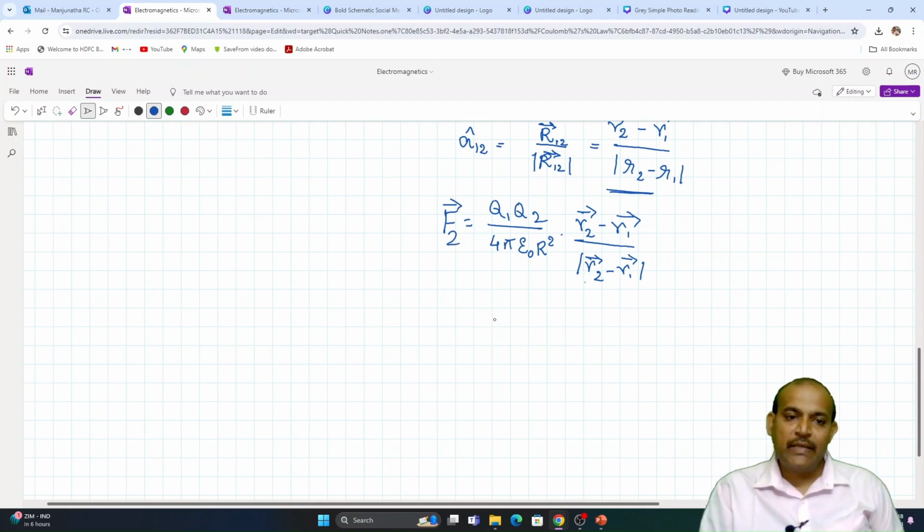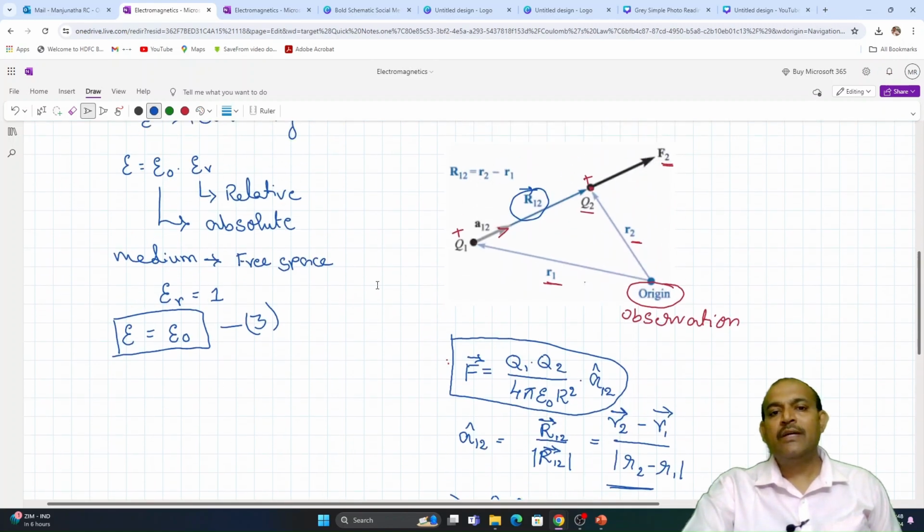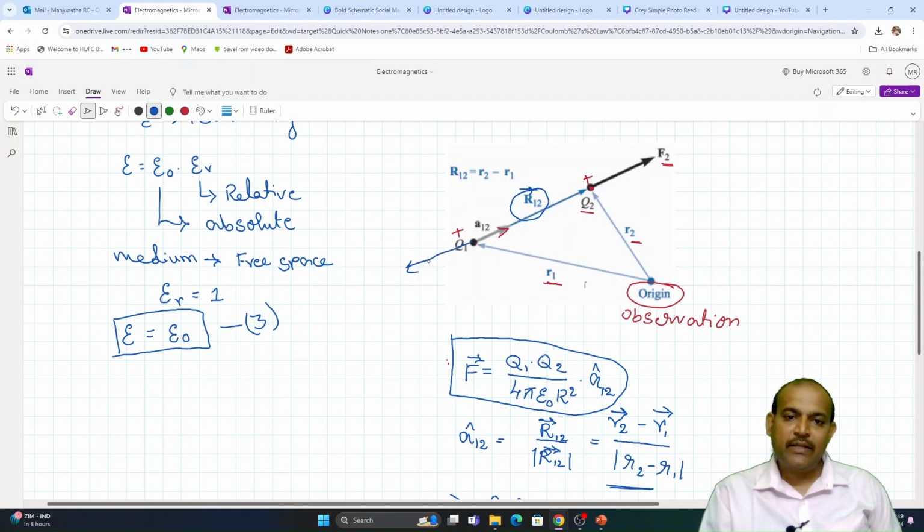Similarly, if I want to calculate the force at charge 1, then I will write it as F1, which is equal to, see, the product of charges remains the same. It is Q1 into Q2 divided by 4 pi epsilon naught r square. The magnitude remains the same, but the direction: if both are positive, it will be repulsive. Therefore this will be away from Q1. So it will be moving like this, and this is called the force F1.